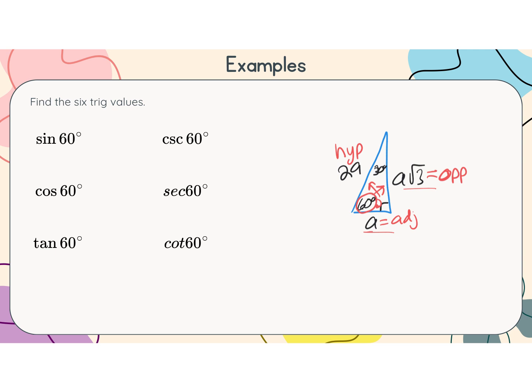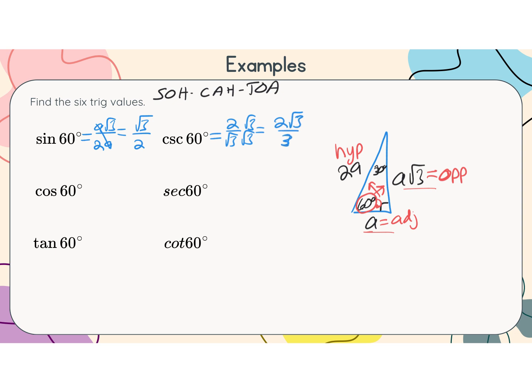Sine, let's use SOH CAH TOA. Sine is opposite over hypotenuse. Our opposite in this case is a square root of 3 over the hypotenuse, which is 2a. And again, the a's are always going to cancel out, so you're just left with the square root of 3 over 2. Cosecant of 60, you're just going to take the reciprocal of that. This is 2 over the square root of 3. And then times square root of 3 over square root of 3, we're going to get 2 square root of 3 over 3.